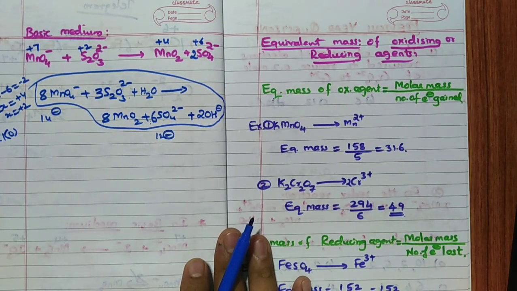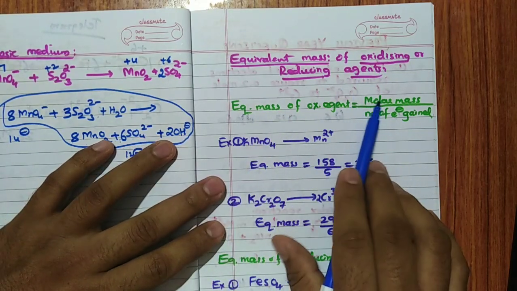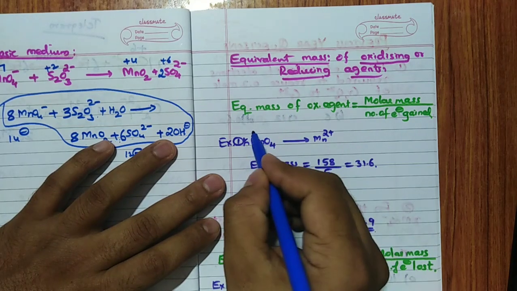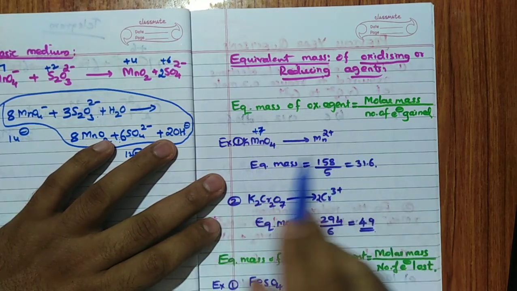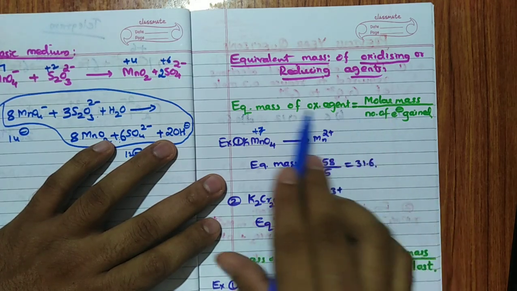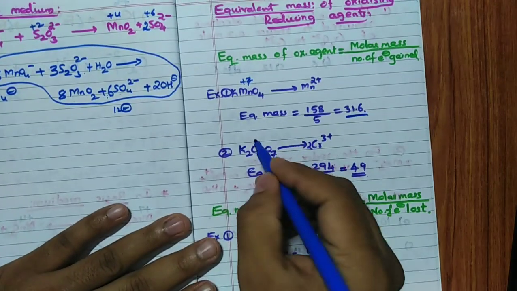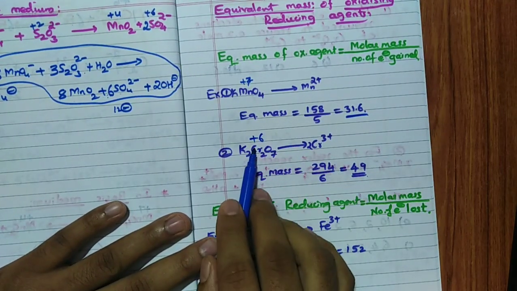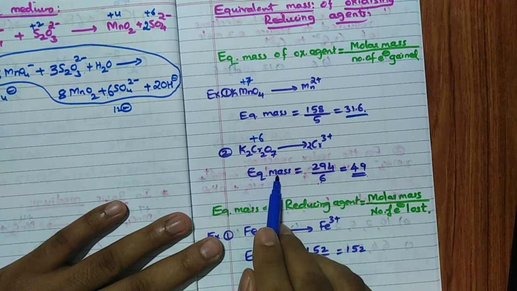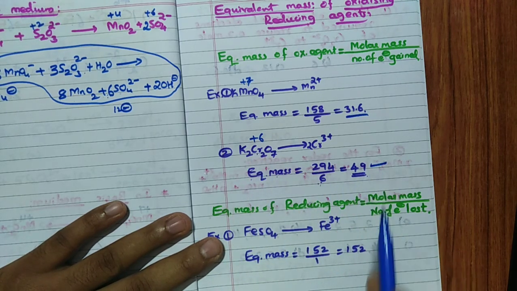Lastly, equivalent mass of the oxidizing and reducing agent. Equivalent mass of the oxidizing agent, remember? Molar mass divided by number of electrons gained. For example, KMnO4, plus 7 to plus 2. How many unit change? 5 unit change, correct? So, equivalent mass is equal to 158, the molar mass of KMnO4, divided by 5, 31.6 is the answer. Similarly, K2Cr2O7, plus 6 to plus 3. 1 chromium, 3 unit. 2 chromium, 6 unit. So, 6 I have written. Molecular mass of K2Cr2O7 is 294 divided by 6, 49 is the answer.